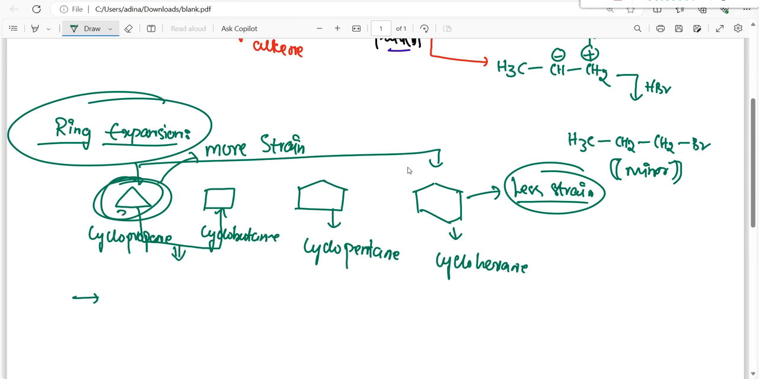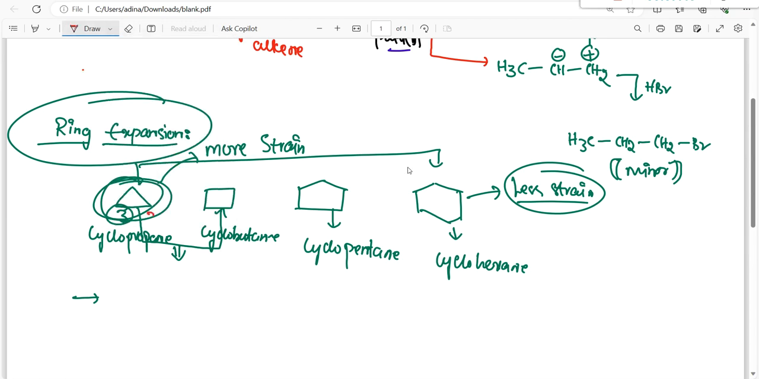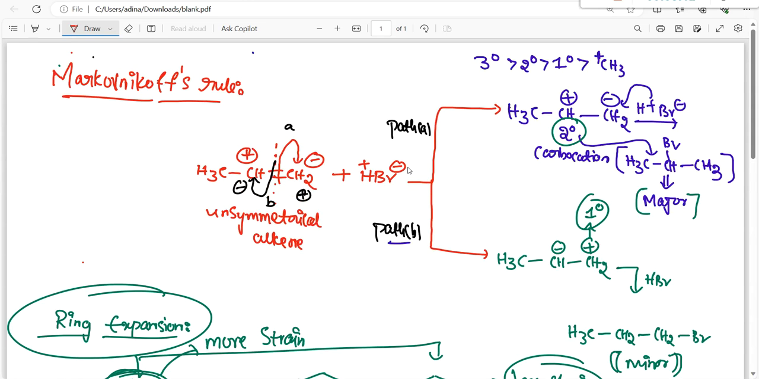How? Here we observe that in cyclopropane, three carbons are present. In cyclobutane, four carbons are present. The ring strain decreases, that means more stability as well as ring expansion. Here cyclopropane to cyclobutane, this is all about the ring expansion. Now let us try to understand the mechanism of today's question. I hope this concept is clear to you: Markovnikov's rule and what is meant by ring expansion.